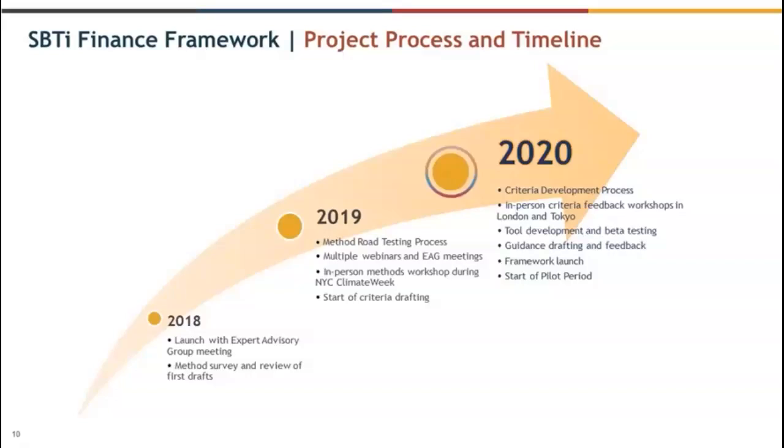This year has been really focused on criteria development process as well as developing the tool. In order to gather stakeholder feedback on the criteria, we held in-person workshops in London and Tokyo back in February. Then we've launched the framework this October, which is starting a 6-month pilot phase where we are refining the framework and working with the first batch of financial institutions that are actually setting targets and submitting them to the initiative.